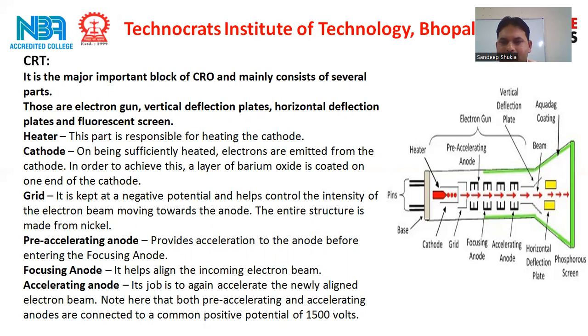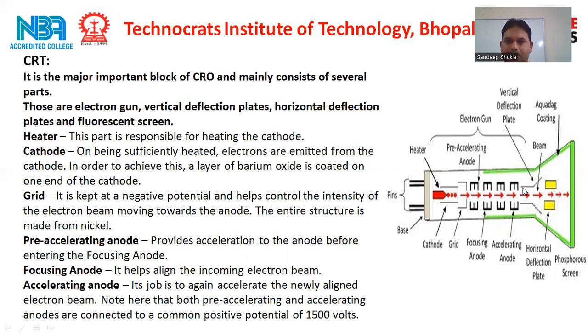Next part is the grid. The grid is kept at negative potential and it helps control the intensity of the electron beam moving towards the anode. And the entire structure is made from nickel.